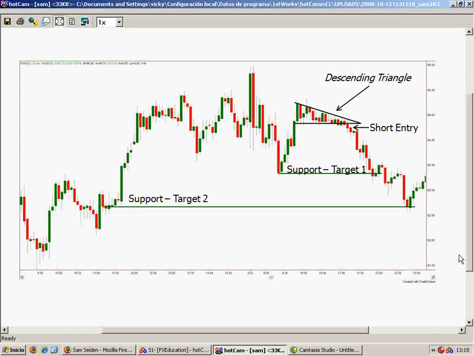So as long as the distance from your entry to your stop, or I should say the distance from your entry to your target, is at least 3 or 4 times the size of your stop, you're fine. Okay.